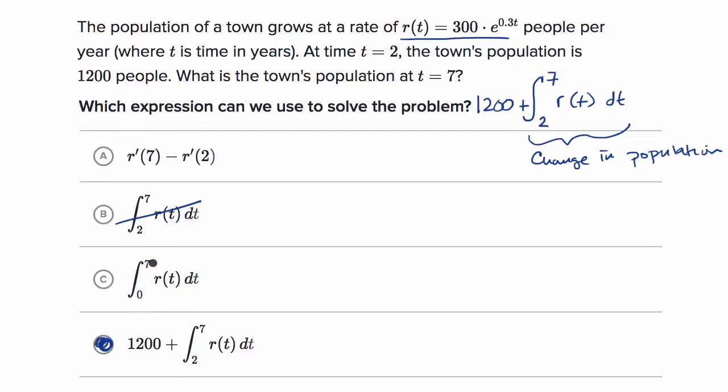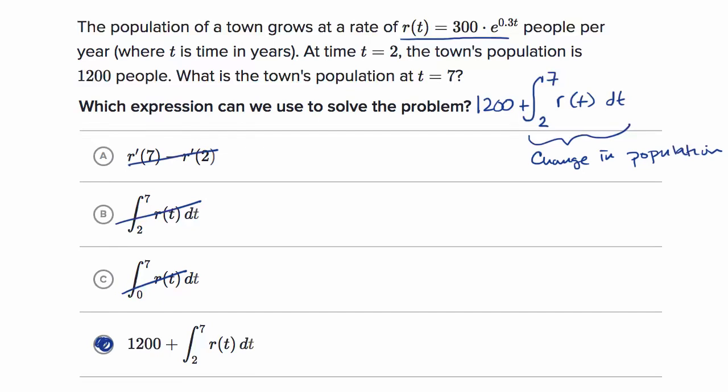Now you might say, wouldn't that be the town's population? Well, that would be the town's population if they had no people at time 0, but you can't assume that. Maybe the town got settled by 10 people or by 1,000 people or who knows what else. And this other one is taking the derivative of the rate function, which is a little hard to think about. This is the rate of change of the rate at time 7 minus the rate of change of the rate at time 2. So I would rule that one out as well.